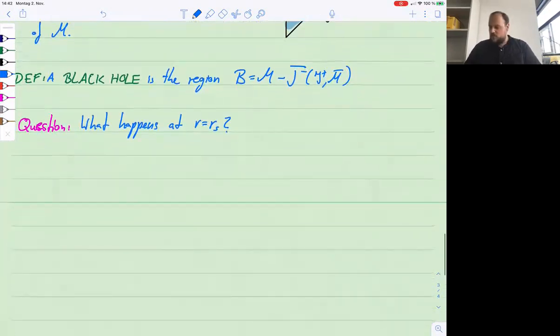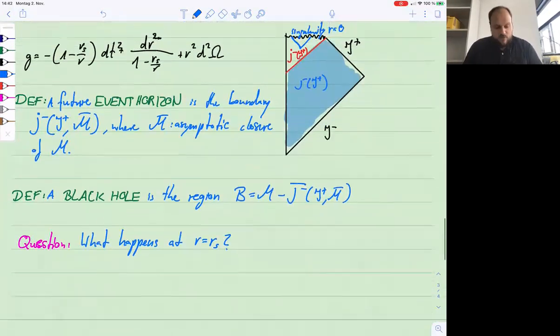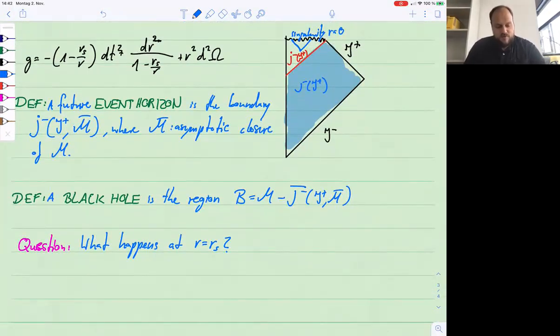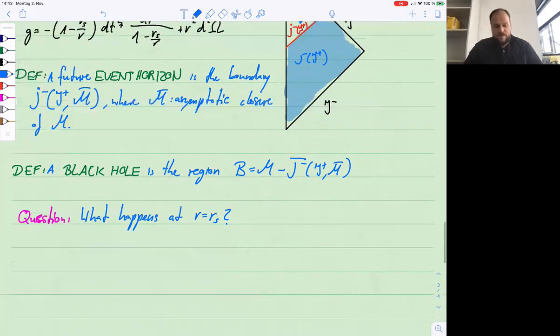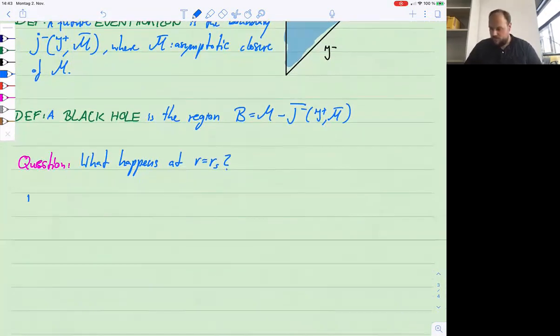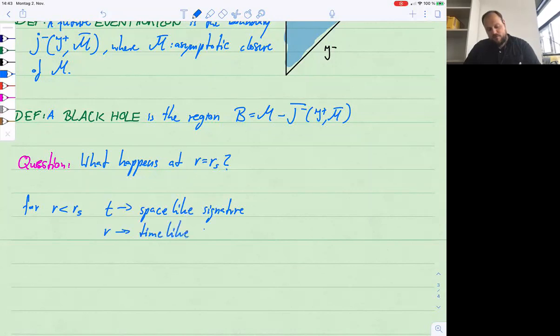So when we consider the Schwarzschild metric here, we will see that for r smaller than r_s, this term and this term change their sign. So that is to say, for r smaller than r_s, t becomes space-like and r becomes time-like. So that means they exchange the roles.